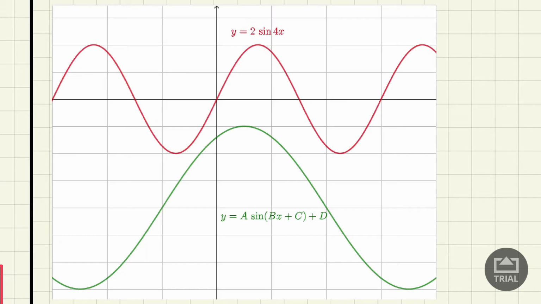So let me just write it down here. This is 1, this is 2. So it means that's 1, 2, and 3. Now the important thing here is to understand how much one grid is in the x direction. How should I answer this question? From the period of my function.